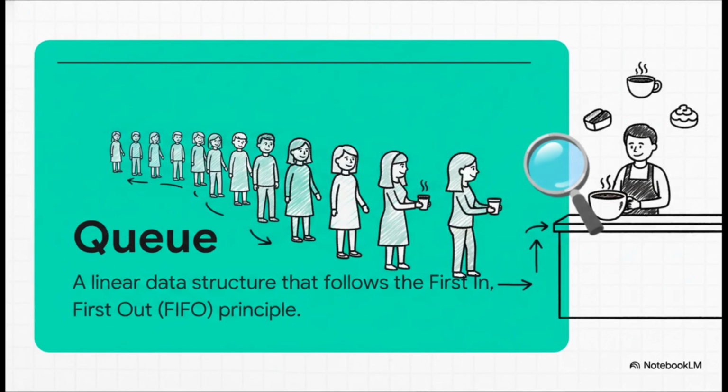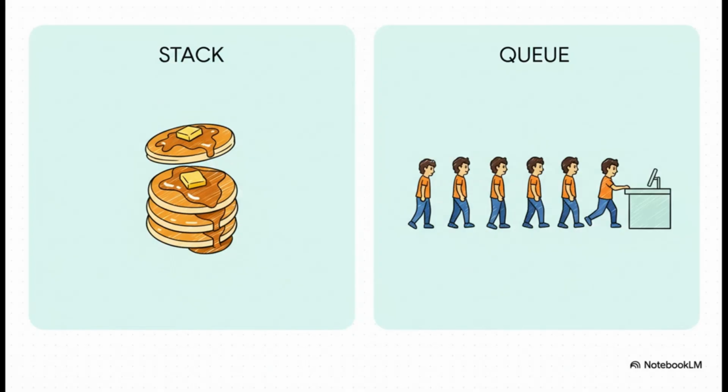A queue is the complete opposite. It follows the first in, first out principle, or FIFO. And this is just like a line at a coffee shop. The first person to get in that line is the first person who gets their coffee. Simple as that. So the crucial point here is that this one simple difference in the order of operations changes everything about what they're good for. Stacks, LIFO, are perfect for things that need reversing, like that undo button. Queues, FIFO, are ideal for processing tasks in the exact order they arrived, like jobs sent to a printer.